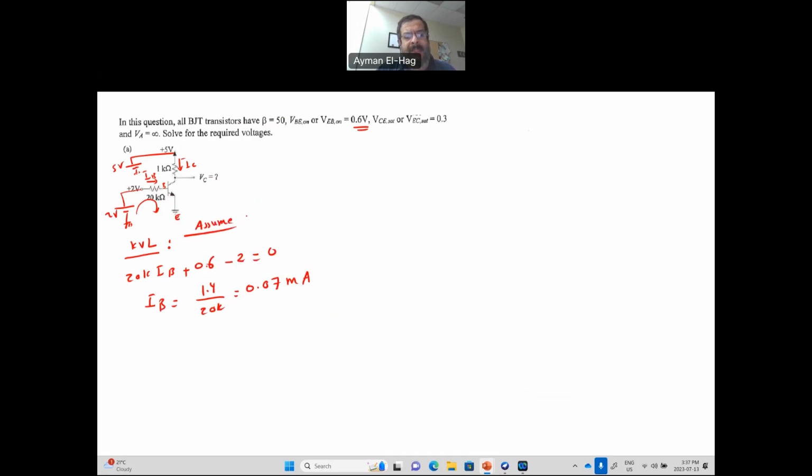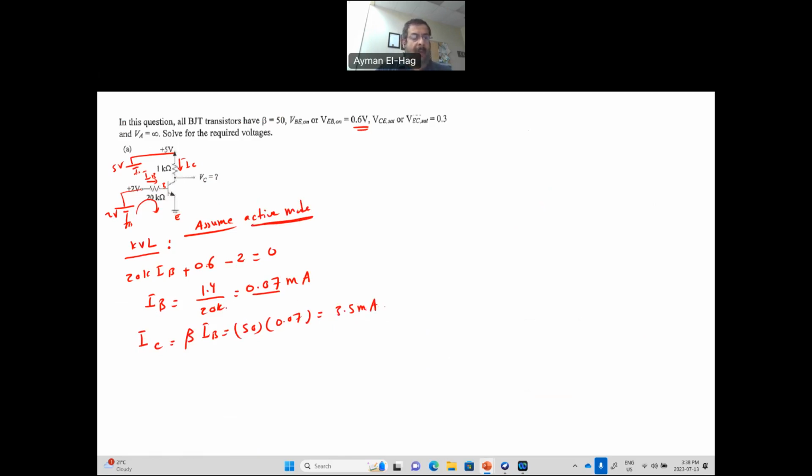Now, as I said before, we always assume it's an active mode. We have to assume a certain mode of operation. Since this is your assumption, your IC would equal beta IB. Beta is given as 50 times IB, which is 0.07, and this will give me 3.5 milliamp.